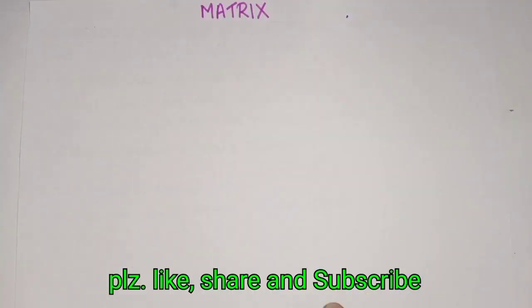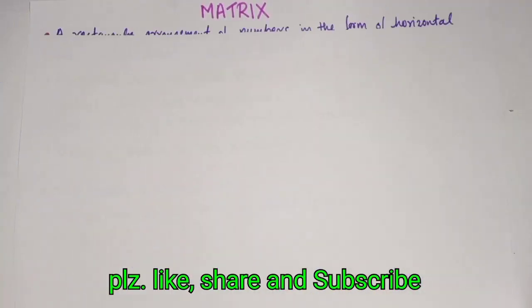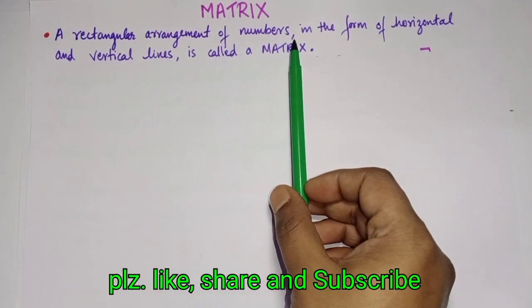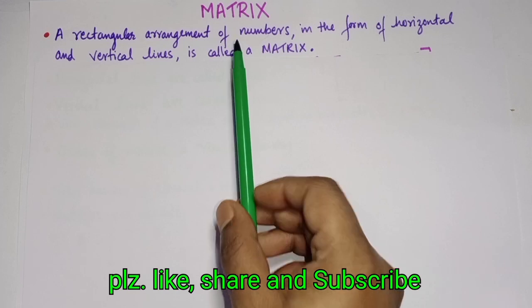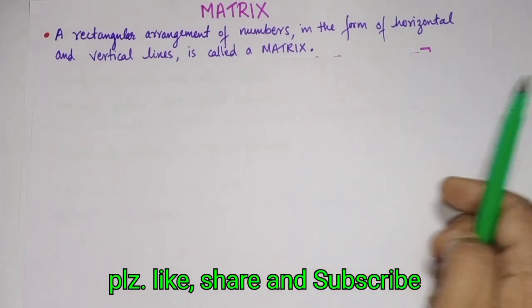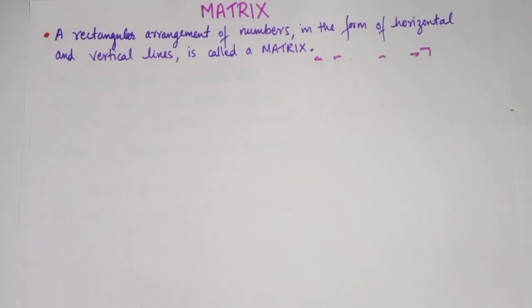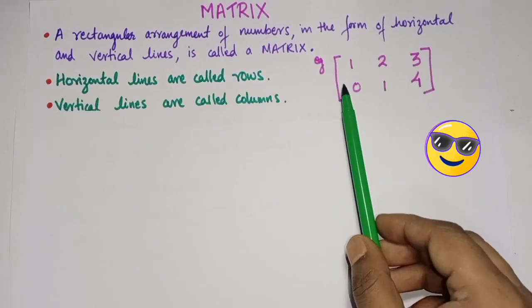So here comes matrix. So what is a matrix? You can see here a rectangular arrangement of numbers. What we'll do is arrange numbers in the form of horizontal and vertical lines, which is called a matrix. For example, you can see here.